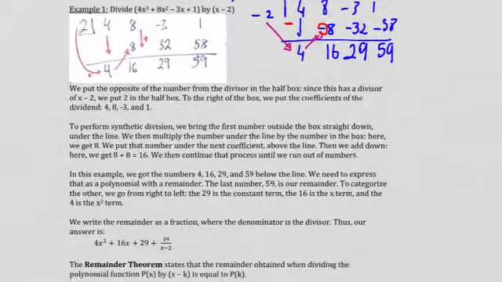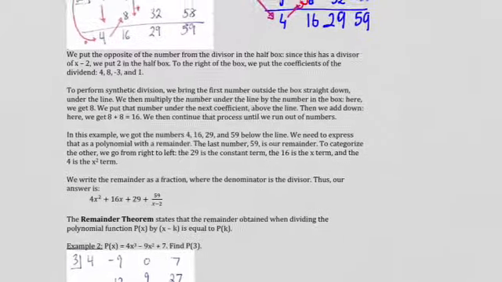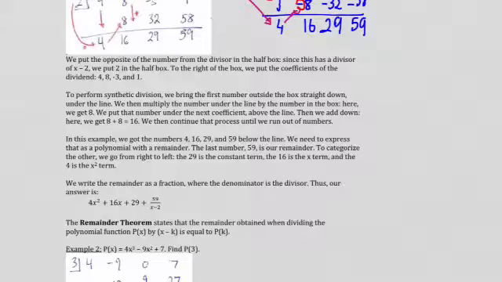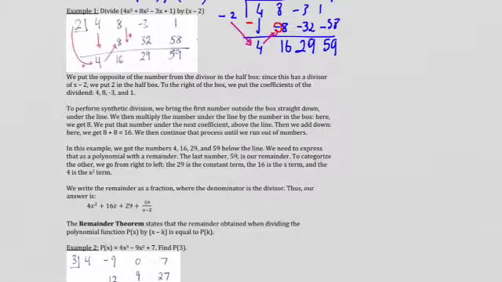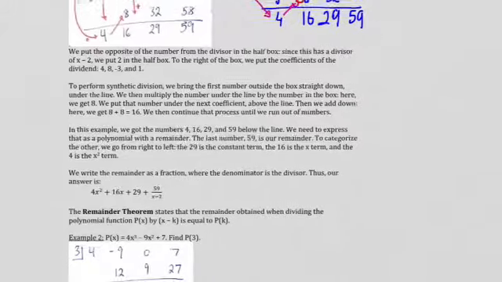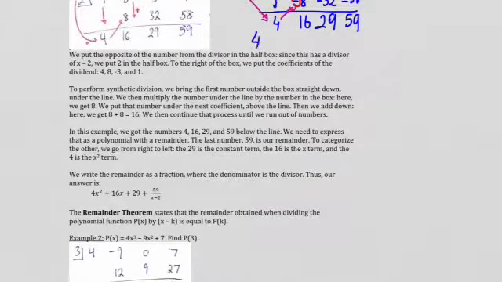Now, once you are done with the synthetic division, you need to rewrite the answer. What was cubed now becomes x squared. So this is why now we have 4x squared, then plus 16x plus 29. And 59 is going to be the remainder. And so obviously, if 59 is the remainder, it's going to be 59 over x minus 2.